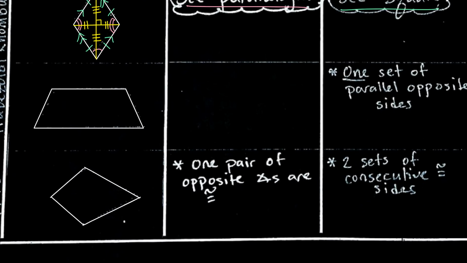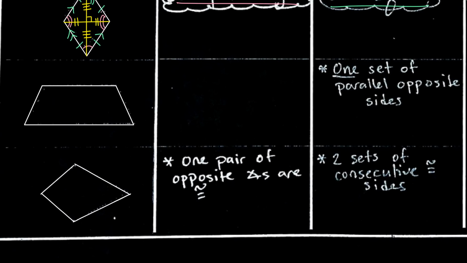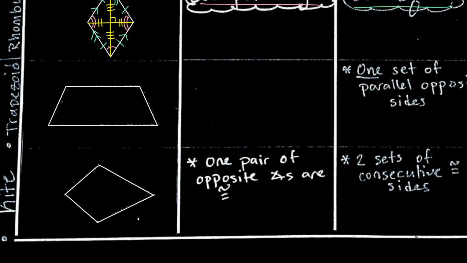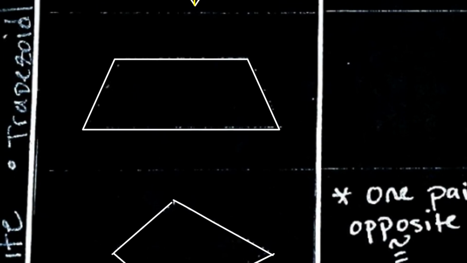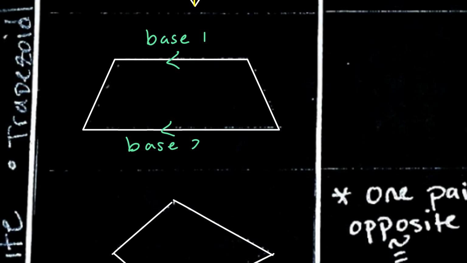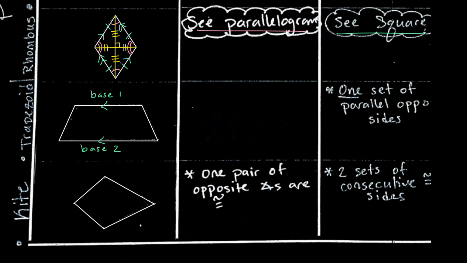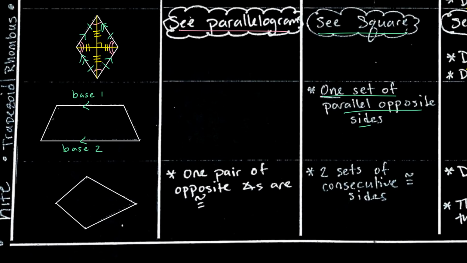Okay. So, also for the sides, what is the only thing we know about the sides of a trapezoid? All we know is this top and bottom are parallel. And actually, these parallel sides we call the bases. So this is base 1 and base 2. It only has one set of parallel opposite sides.